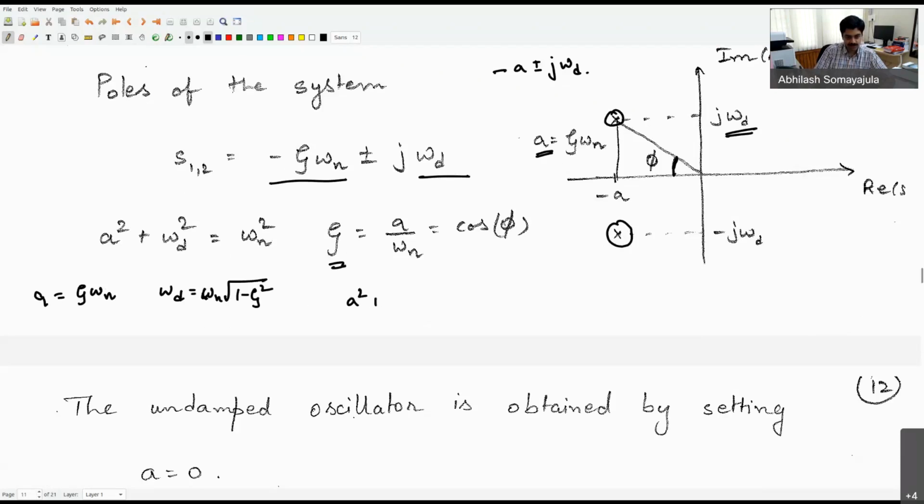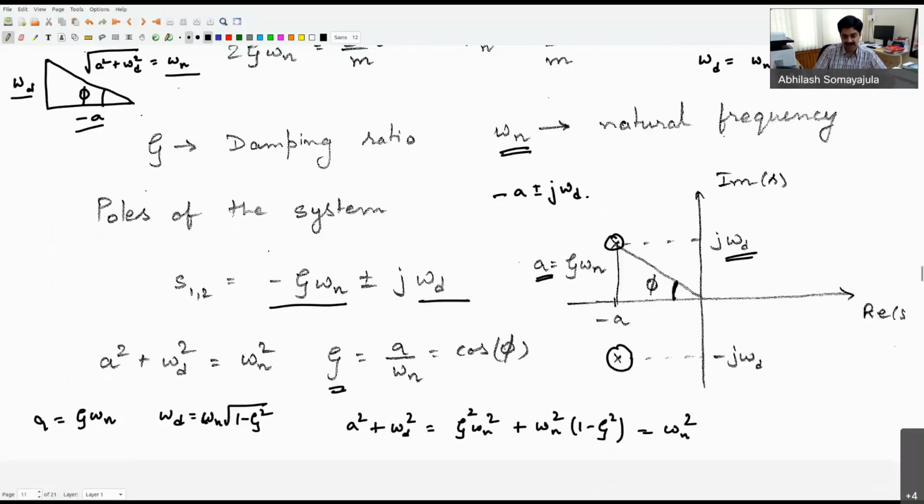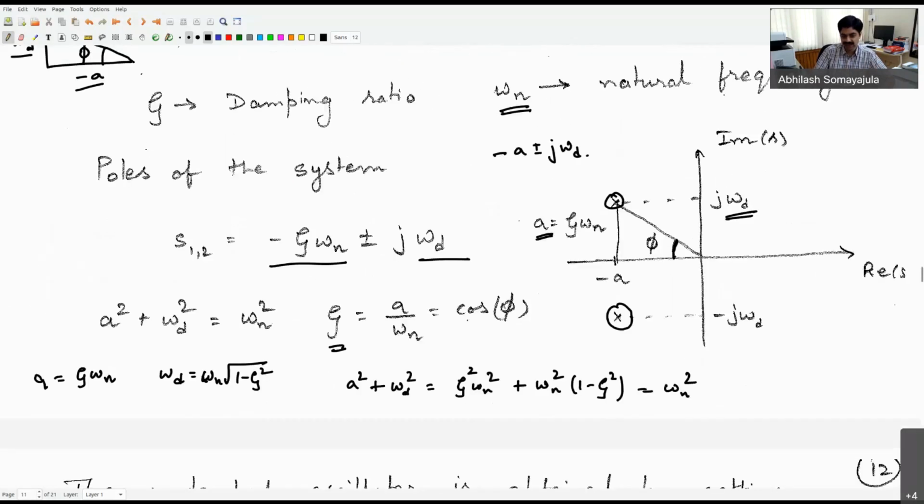When I take A square plus omega d square, I get zeta square omega n square plus omega n square times 1 minus zeta square, which leaves omega n square. Therefore this triangle has its hypotenuse as omega n, and the other two sides are known to us. So we can find the value of the angle phi: cosine of that angle phi is equal to the damping ratio.